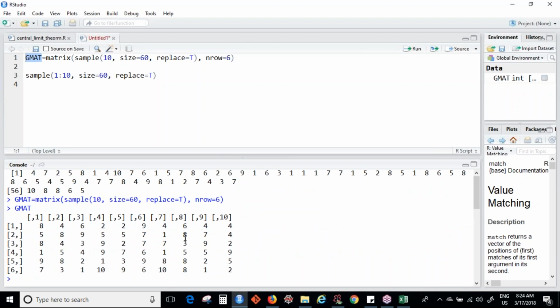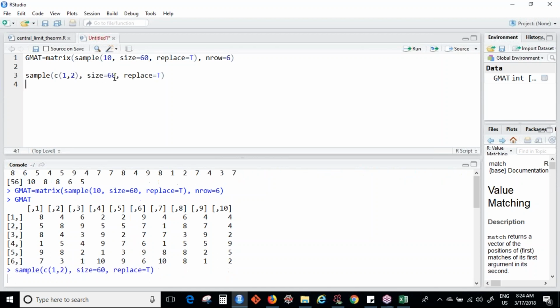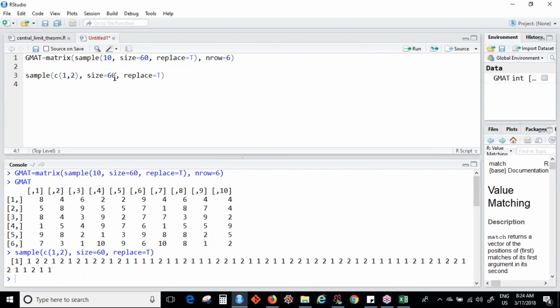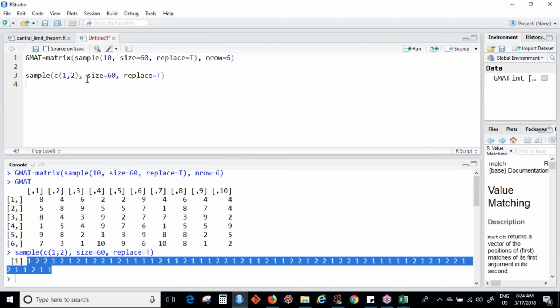Why? Are you asking whether the sample is greater than the population? No, no, no. You have given replace is equal to true, so it can become greater than the population. Imagine this situation: I give only two numbers, 1 and 2, and I give a size of 60. Even in this case, you will get 60 ones and twos picked randomly. So here also your sample is greater than your population because that's what you have given as input.